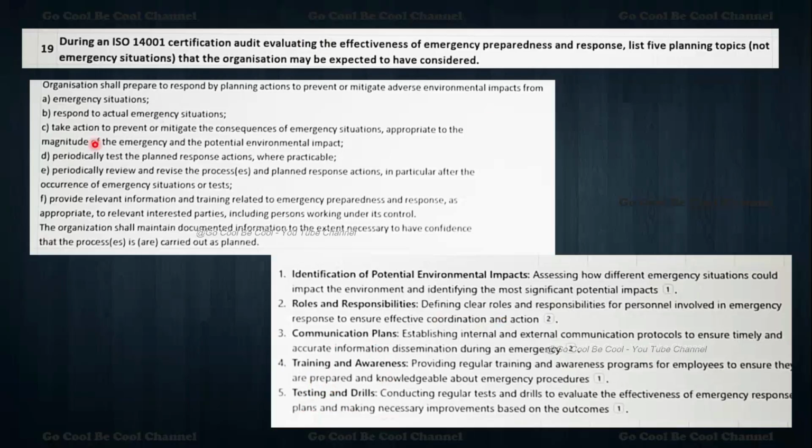So here, emergency situation: respond to the actual emergency situation, take actions to prevent. That we can also write here. So if they ask for 5, you can write at least 6 or 7. Okay, my dear friends: periodically test the planned response, auditors periodically review and revise the processes, provide relevant information, and then training. So this also we can write here. For this question especially, we can write this one.